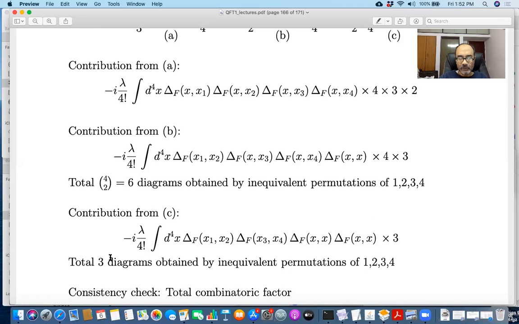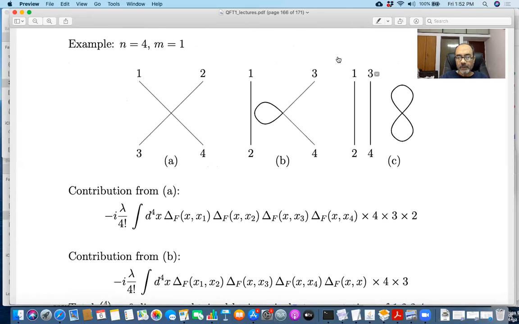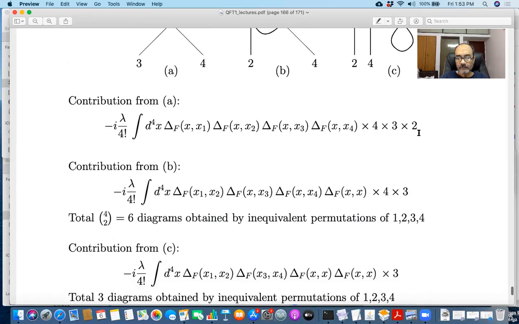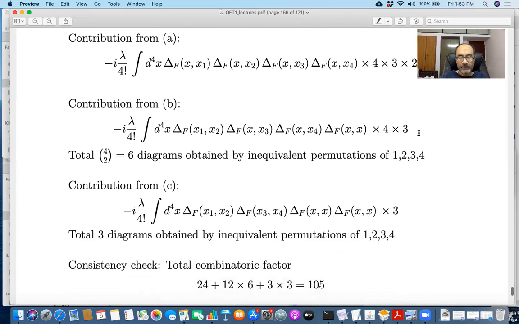But again, we should keep in mind that there are actually 3 diagrams which are obtained by inequivalent permutation of 1, 2, 3, 4. So there can be 1, 3, 2, 4 or 1, 4, 2, 3. Those are separate expressions, so you have to add them separately. Okay, are there questions?